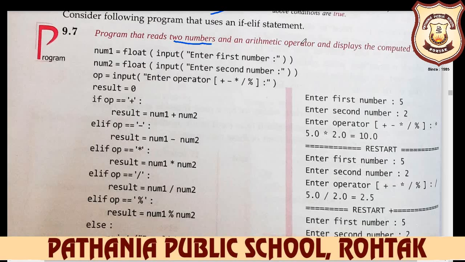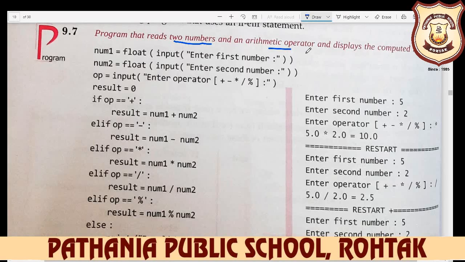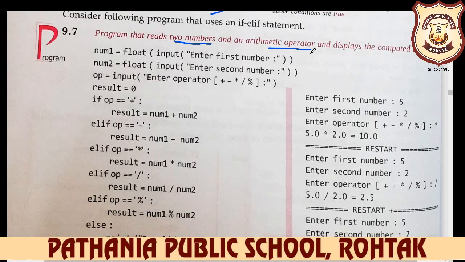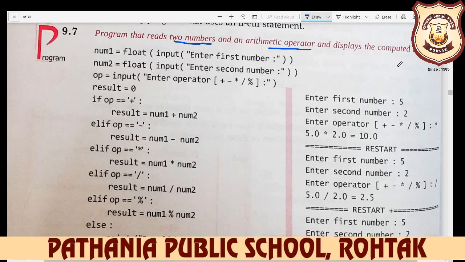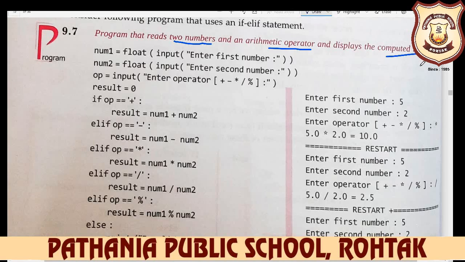And the arithmetic operator. Everyone knows about the arithmetic operator. In the last chapter, we learned the arithmetic operators like plus, minus, multiply, divide, mod, floor division. These all are the arithmetic operators. So we work with two numbers and arithmetic operators and display the computed result. So what is the program?